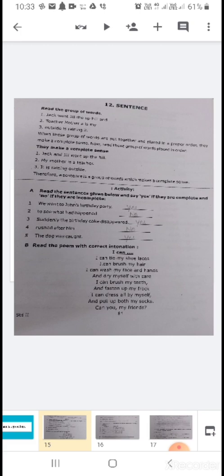I can tie my shoelaces. I can brush my hair. I can wash my face and hands and dry myself with care. I can brush my teeth and fasten up my frock. I can dress all by myself and pull up both my socks. Can you, my friend?